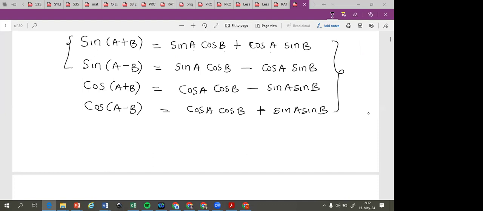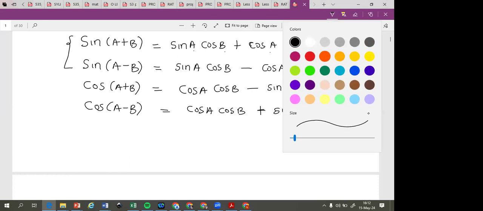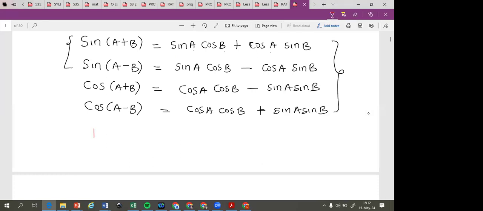Now, from these ones, you can be in position to obtain for tan. So what you need to know is that when I have tan of A plus B, we know very well that tan is the same as sine of A plus B divided by cos of A plus B. By definition, tan is given by sine out of cos, but since our angle is A plus B, here you have A plus B out of A plus B.